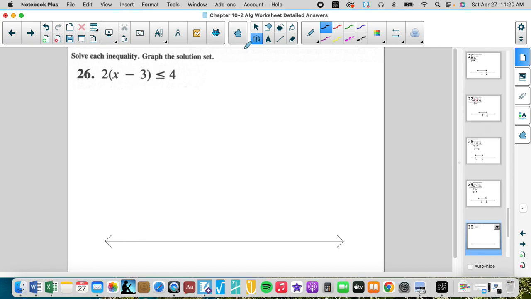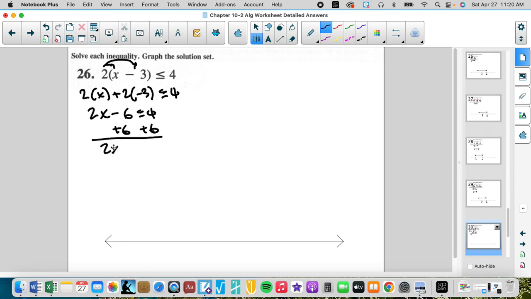So there's two ways to do this problem. We'll do it first through distribution. We can simplify. Oftentimes, we're going to distribute. So that gives us 2x minus 6 is less than or equal to 4. Add 6, add 6. 2x is less than or equal to 10. Divide by 2, divide by 2. x is less than or equal to 5.